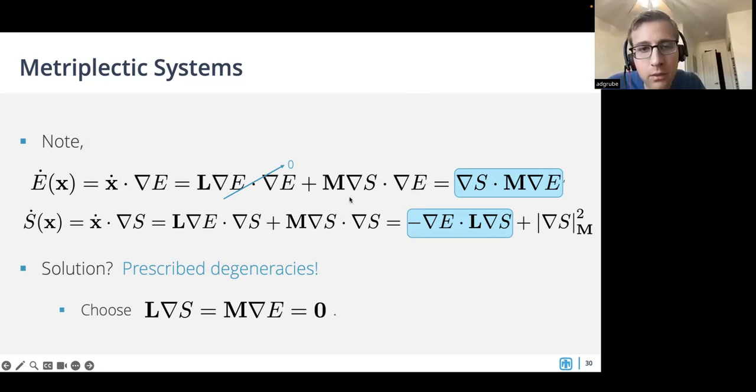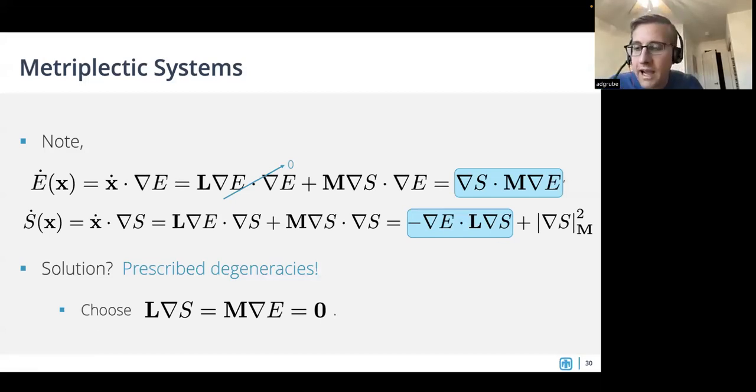But now I have this piece, which is M grad S dot grad E. And I can rewrite this because M is self-adjoint, as the gradient of entropy times this M grad E term. And now I really need this thing to be 0. So let's put that aside for a second and look at what the derivative of entropy does. Well, the derivative of entropy gives me two terms: this L grad E dot grad S and this M grad S dot grad S. This one is easy because it will always be non-negative, since M is positive semi-definite, so I can write it as a sort of metric norm. But this first one is going to give me some issues because I can't control it.